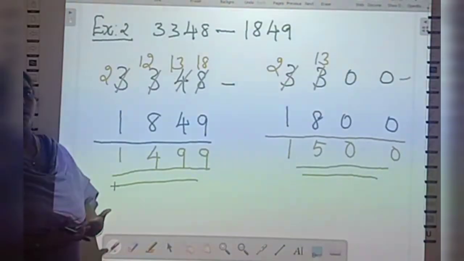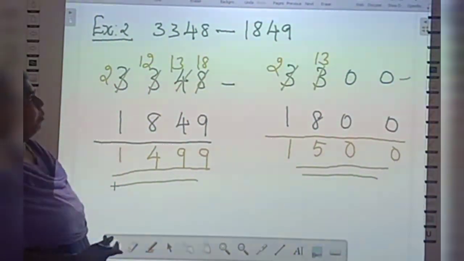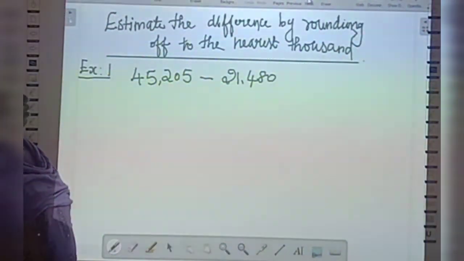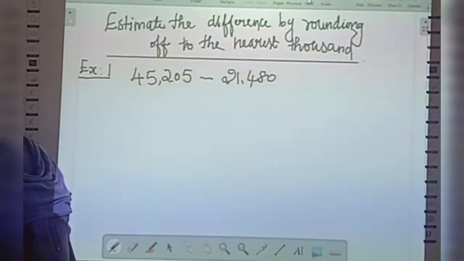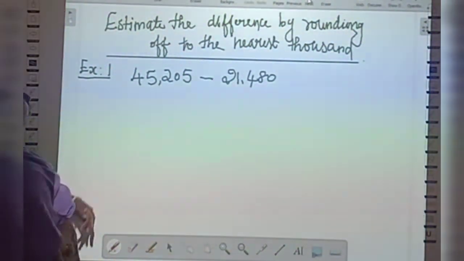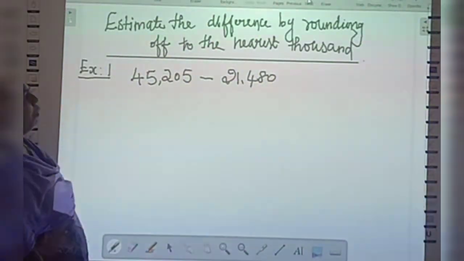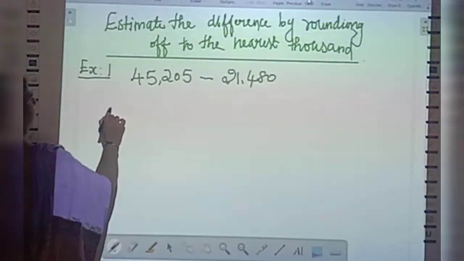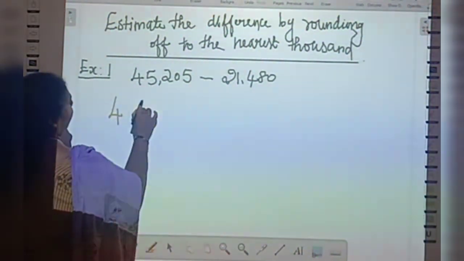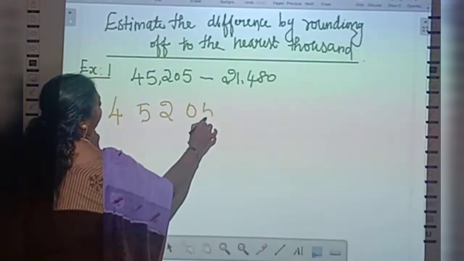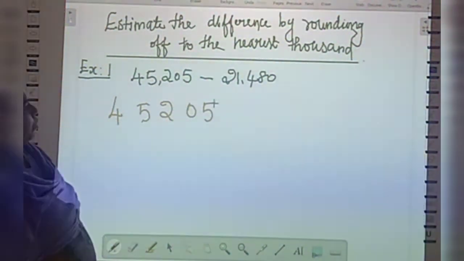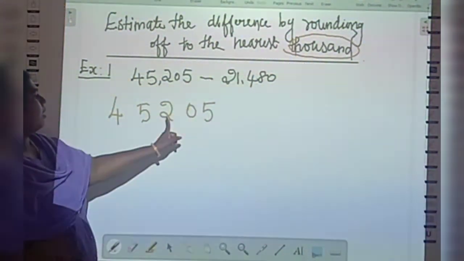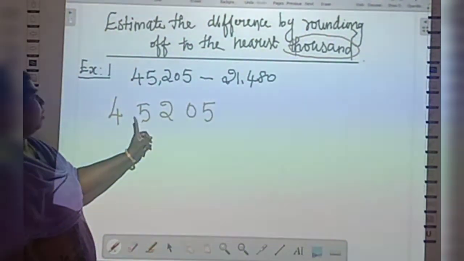Next we are going to discuss nearest 1000. Okay, nearest 1000. Estimate the difference by rounding off to the nearest 1000. See the first example: 45,205 minus 21,480. 45,205 is the actual value. So here you are going to find the nearest 1000. Nearest 1000 means ones, tens, 100, 1000. The 1000 place you have to change.